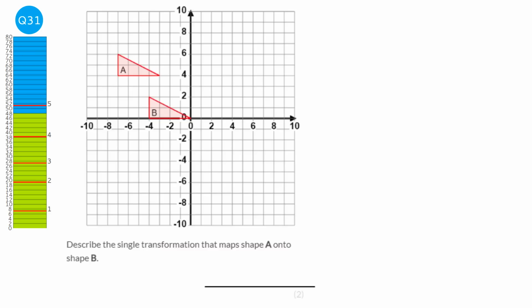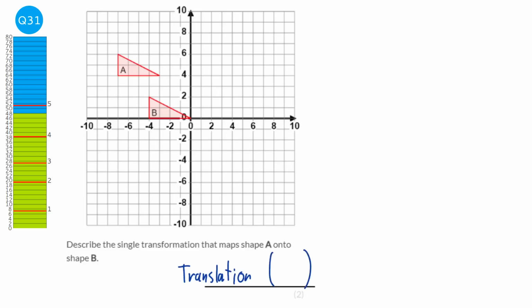Now, between A and B, the shapes haven't changed size, so it's not an enlargement. They haven't rotated or they haven't mirrored, they've just moved. And the word we use for that is translation. So this has been a translation. And for a translation, we need to find out how far right they've gone and how far up they've gone.